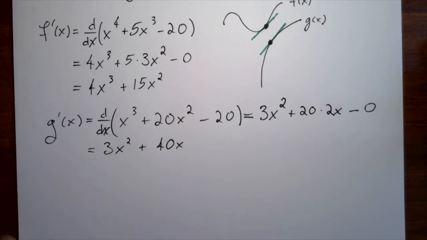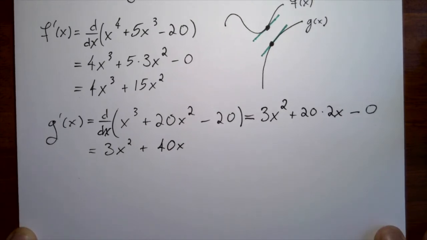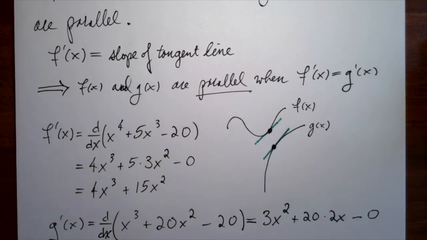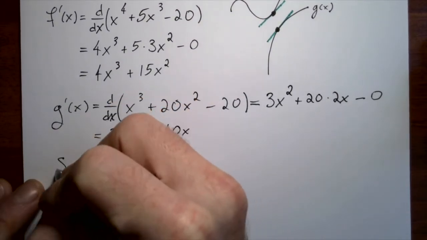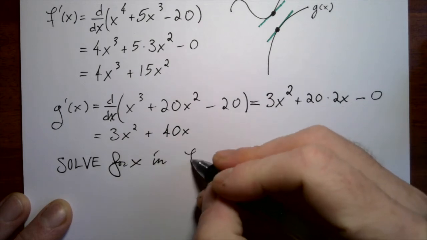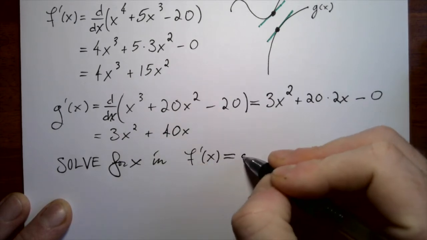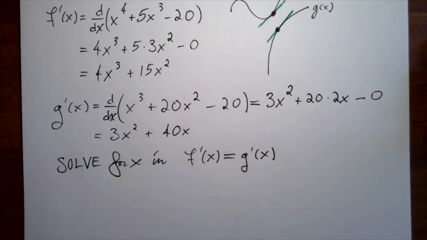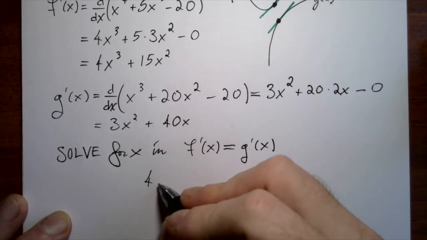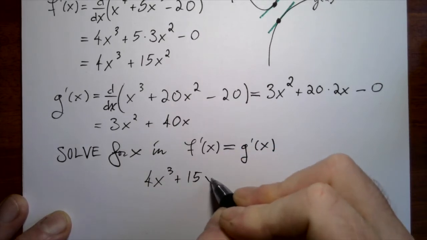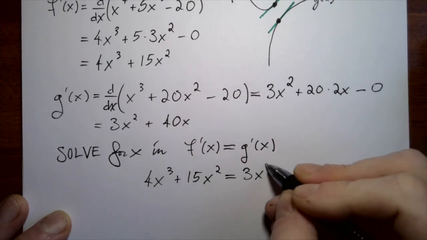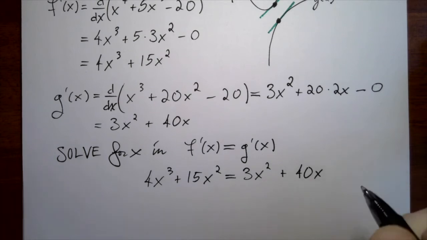Excellent. So remember, we're trying to find where the two graphs of these functions are parallel. They're parallel when the derivatives agree. So that means we need to solve for x in the equation that says that the derivatives are equal. If we can find when this equation holds, we'll know when the derivatives are equal. So we just set these two derivative functions equal to each other and solve for x. We have 4x cubed plus 15x squared, and we're going to set that equal to 3x squared plus 40x.